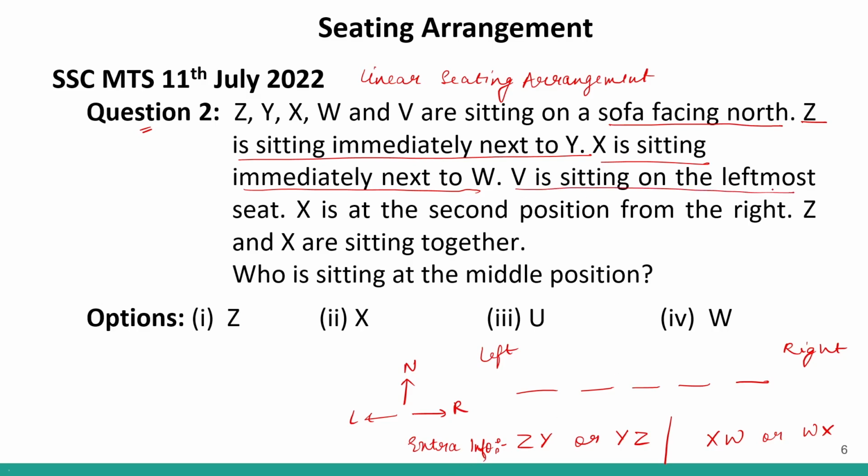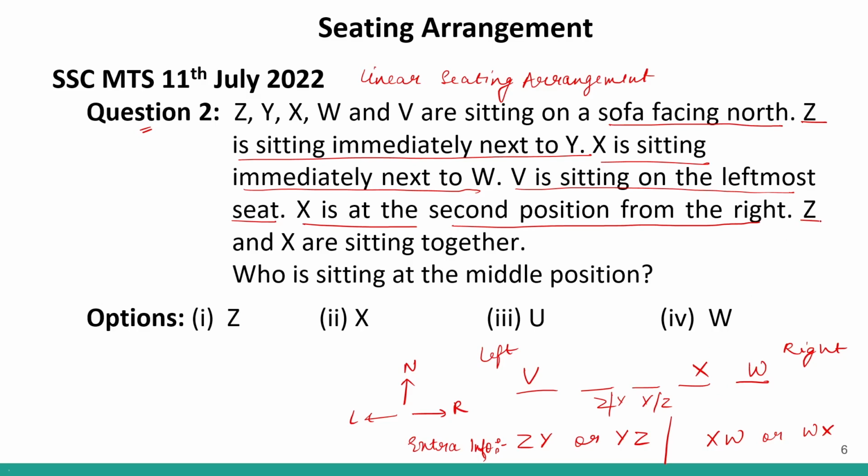V is sitting on the leftmost seat. So now I can place V over here. X is at the second position from right. So second position from right will be 1, 2, X will come over here. Now we have Z and Y together and we have X and W together. So if I have to place Z and Y together, it could be like this only. We can have Z and Y position over here only. So over here we will have W. X and Y is yet to be determined.